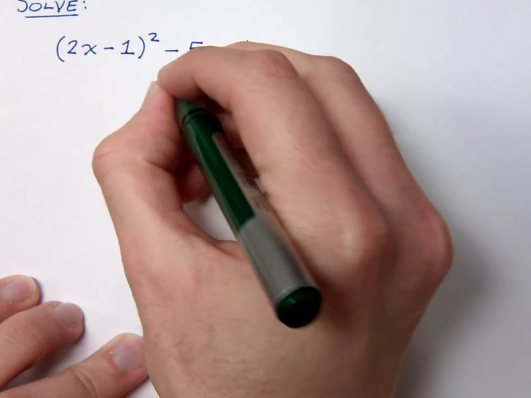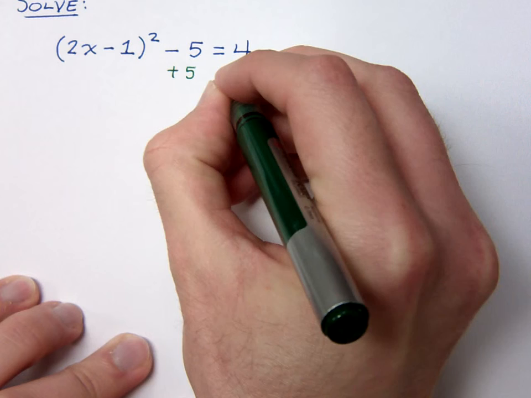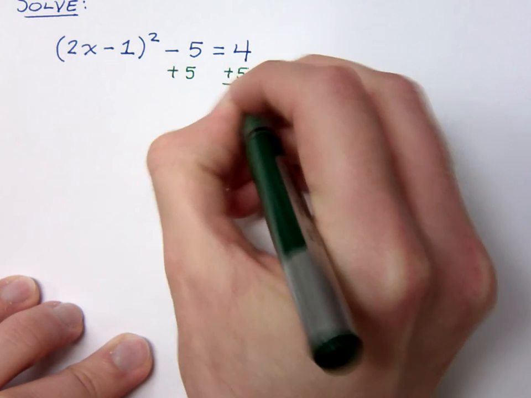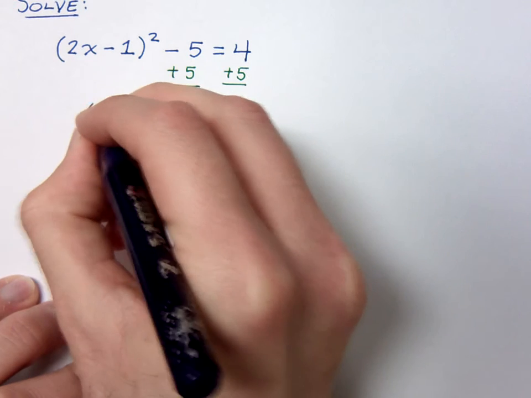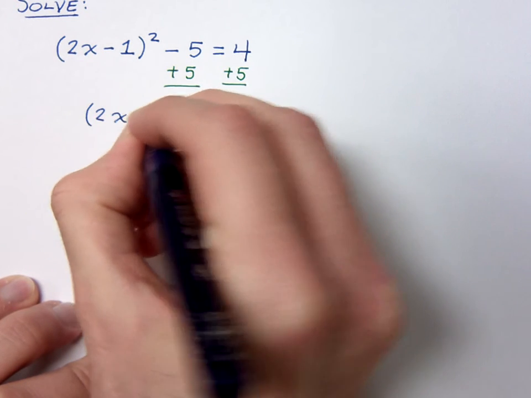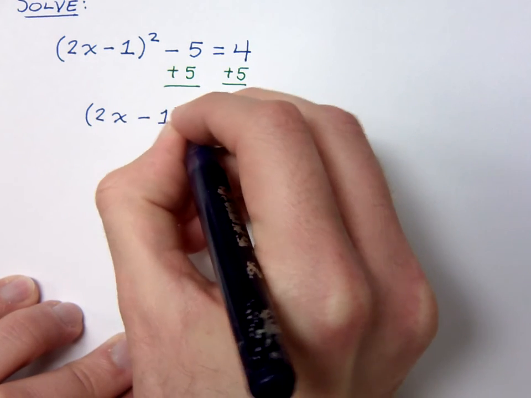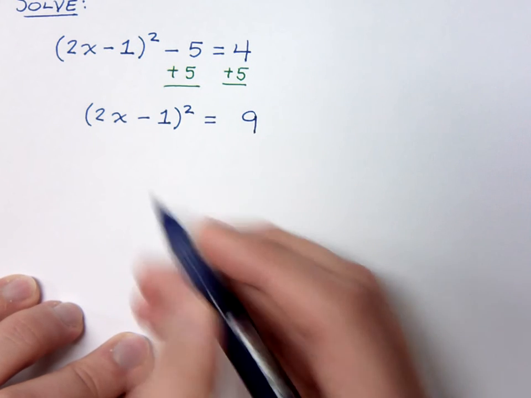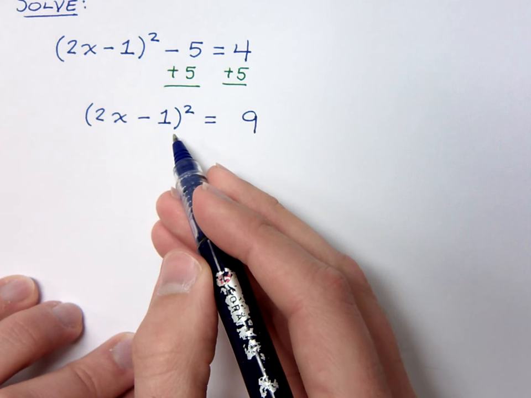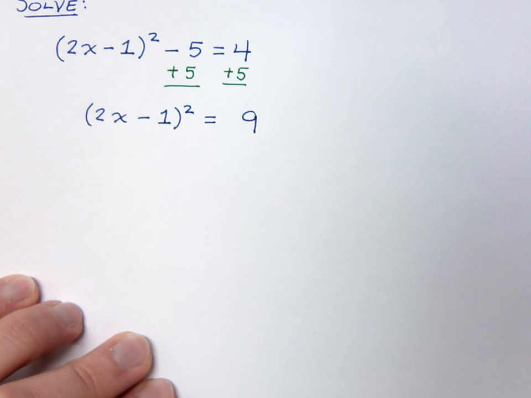We just need to move the 5 to the other side. Now, we've been doing this for ages, so we probably don't even need to show this step right here. So now we have 2x minus 1 squared is equal to 9. So we have the square isolated. And once you have the square isolated, this is where you use the square root property.